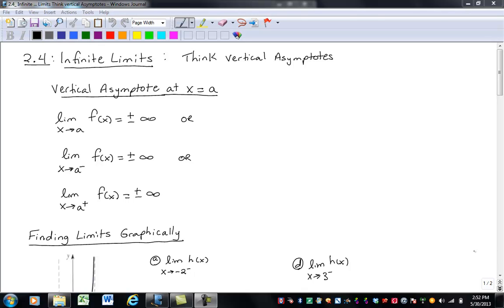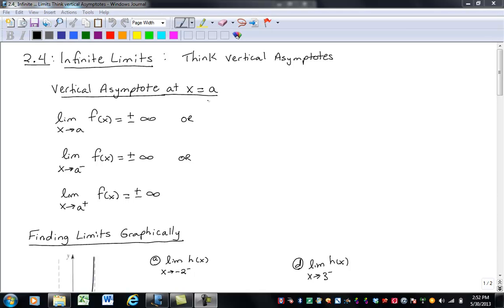So 2.4 covers infinite limits, and an infinite limit is a limit that equals infinity or negative infinity. Usually we encounter infinite limits when we find vertical asymptotes on the graph. So, vertical asymptote at x equals a, this happens.